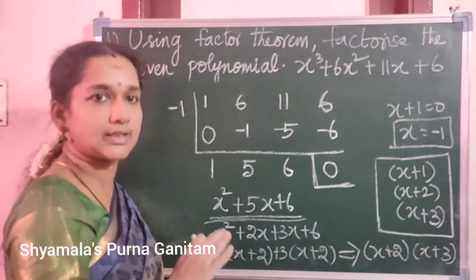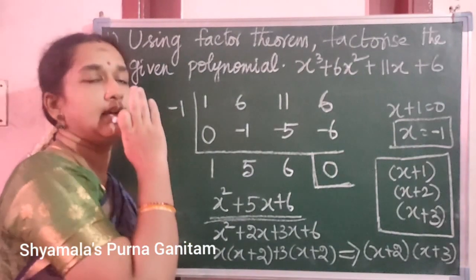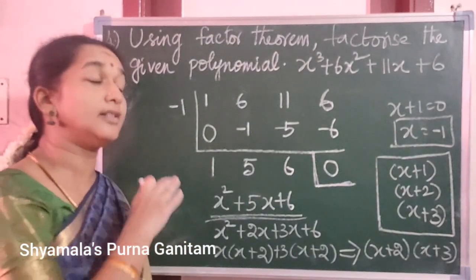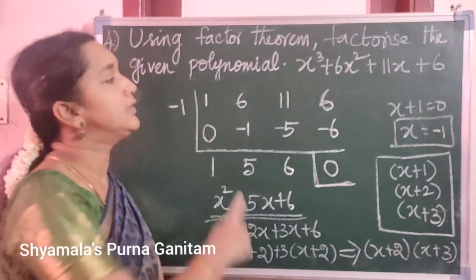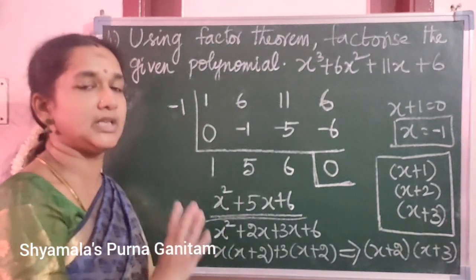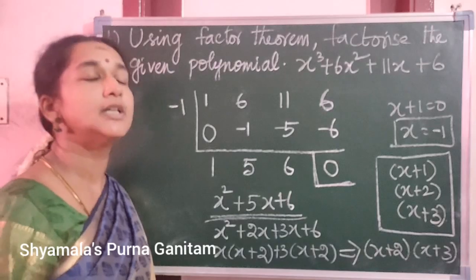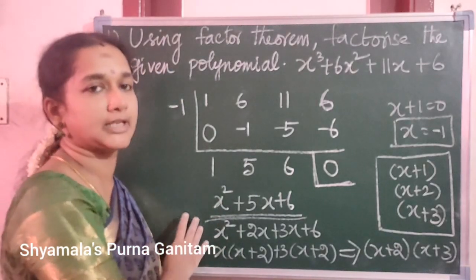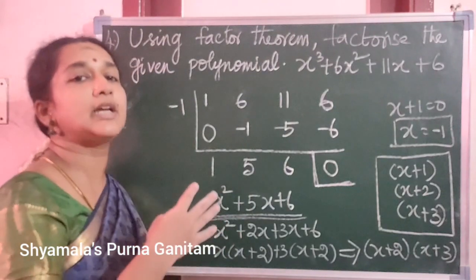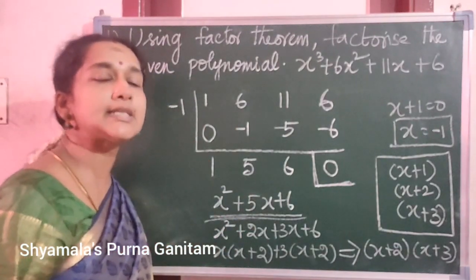Okay, so these are the sums we have in the fourth exercise. In exercise 2.4 polynomials, we are having only these four types of sums. Other than this, we are having extra sums also, not from the textbook, other sums that I will do in the next video. Please keep watching.